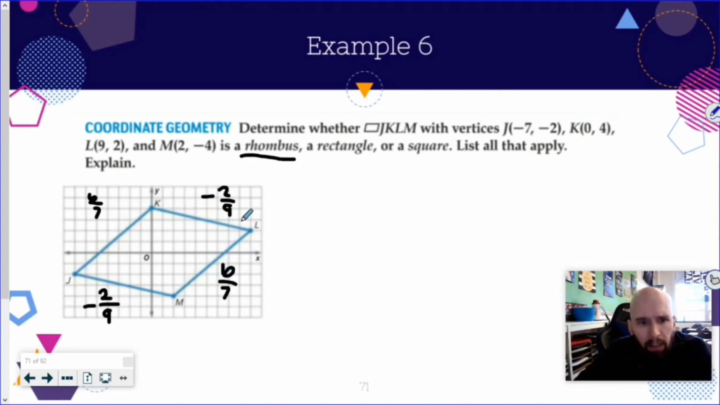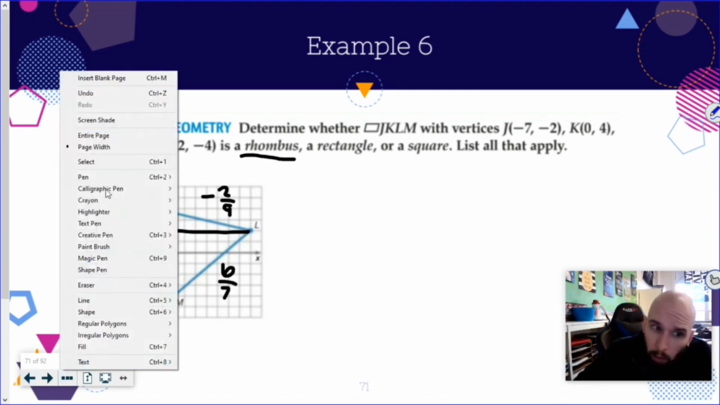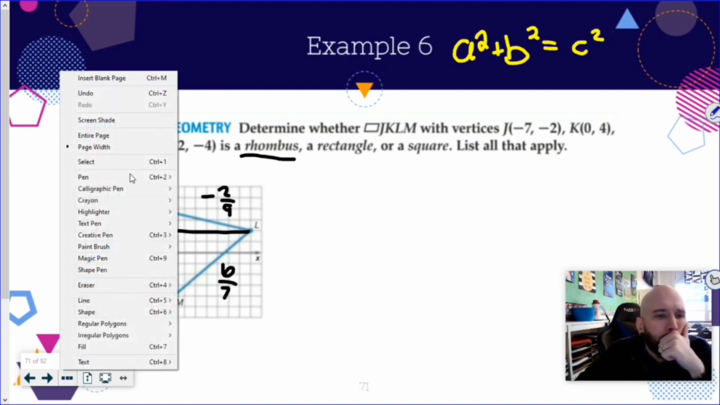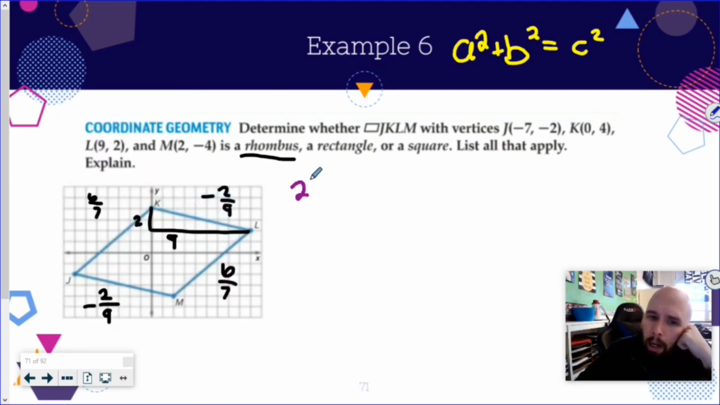So let me find out the length of this side right here. If I just pretend that this is a right triangle, I know the qualities of this right triangle. That's a side of 2, and that's a side of 9. So, Pythagorean theorem. I know I could use the distance formula, but I hate the distance formula. So I'm just going to use the Pythagorean theorem, which is a squared plus b squared equals c squared. That's a lot friendlier in these cases. I have a side of 2 and 9, so I'm going to do 2 squared plus 9 squared equals c squared.